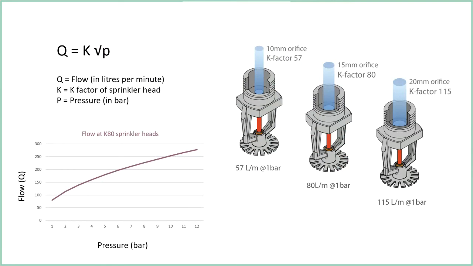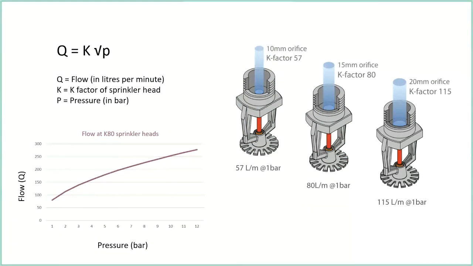Again, this is linking back to the K factors of the sprinkler head. The K factor is to do with the frictional resistance of the water as it passes through the head. And this is linked into this equation here, Q equals K times the square root of P. Q is the flow rate in litres per minute, P is the pressure in bar, and the thing in the middle is this K factor, which is a constant, a made-up number, which is there to tie this frictional resistance into the equation.